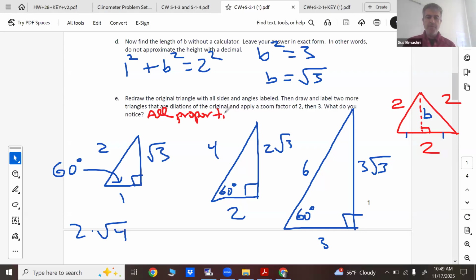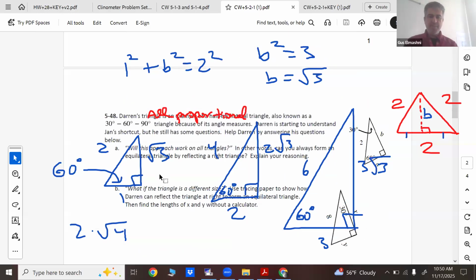It's all proportional. Okay. So moving on to the next page. We come up to this big aha moment.